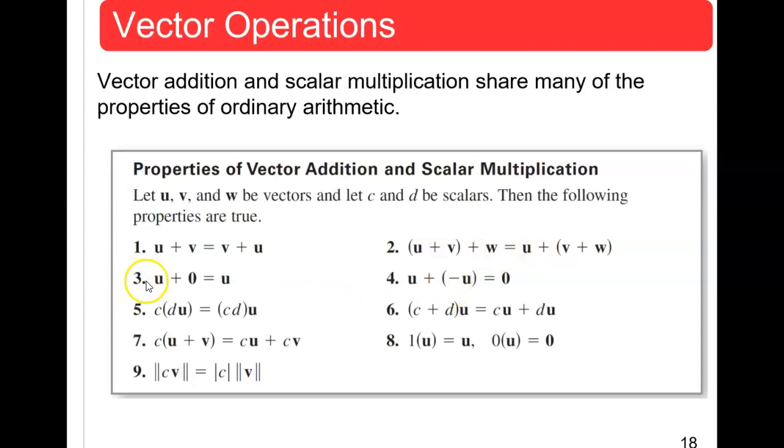We have property number 3, if you have vectors u plus the 0 vector, it's just going to give you the same as the initial vector. And so for that, we consider the 0 vector the additive identity for vectors. Meaning that if you add a vector and the 0 vector, you get the same original vector that you started with. Now property number 4, we have u plus the opposite of u. And so here, negative u is representing the additive inverse of the original vector.